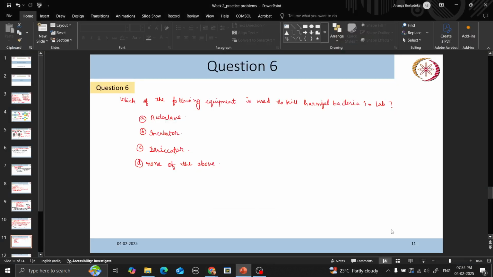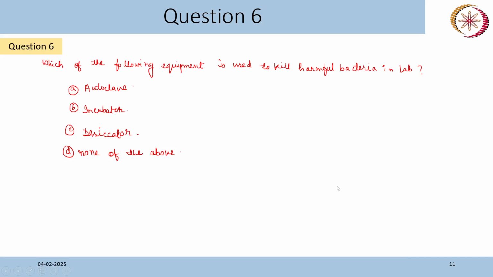A, autoclave. Yes, the answer is autoclave, option A. An autoclave is like a pressure cooker. It is also used for hydrothermal or solvothermal synthesis, for some chemical synthesis methods also, but it is also used to kill harmful bacteria at elevated temperature and pressure.